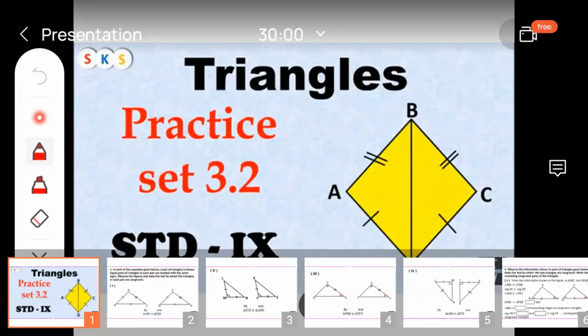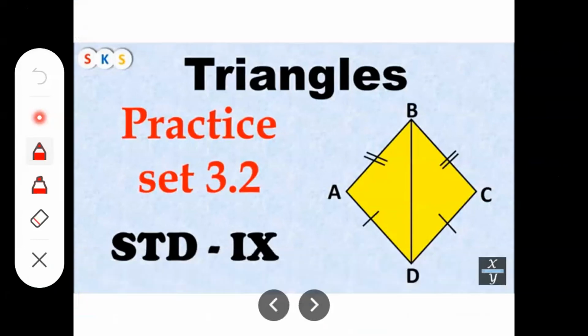Let's begin the topic directly because we don't have so much time. We have to complete the topic here. So we are learning practice set from lesson 3, that is triangles. Here is practice set 3.2. The examples from this practice set are very easy to solve. Just before that, we have to know the different congruency criteria for triangles. We already learned those.